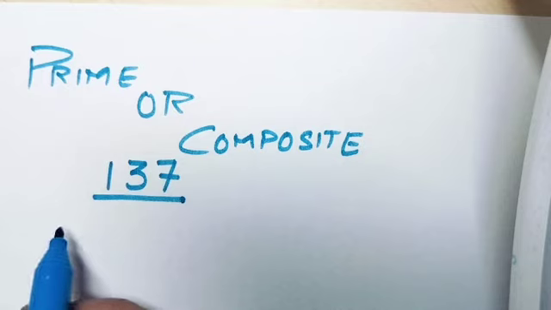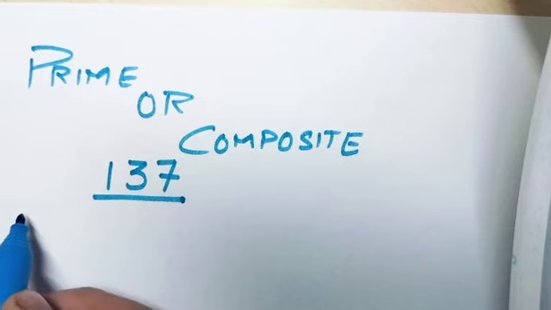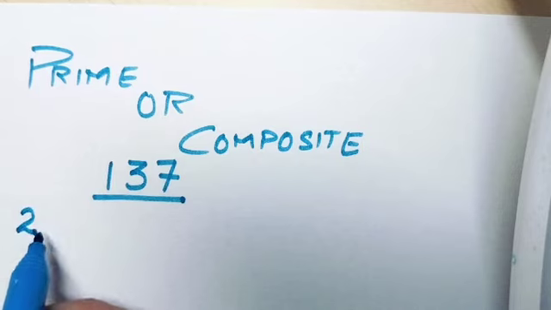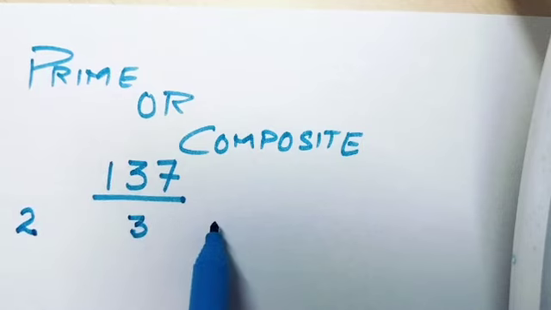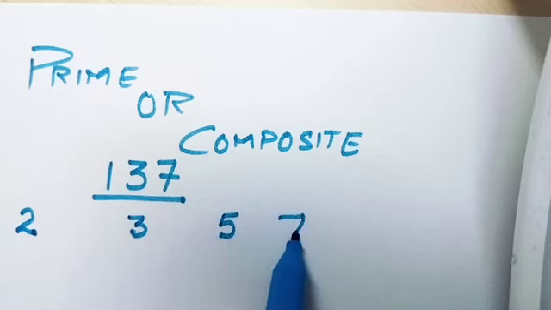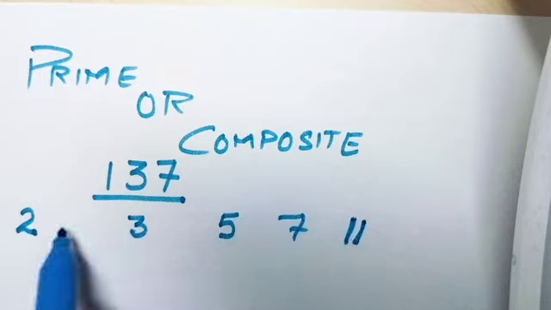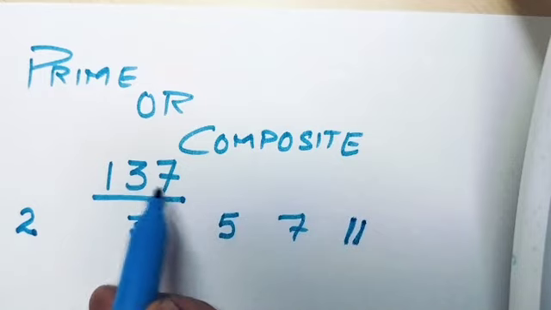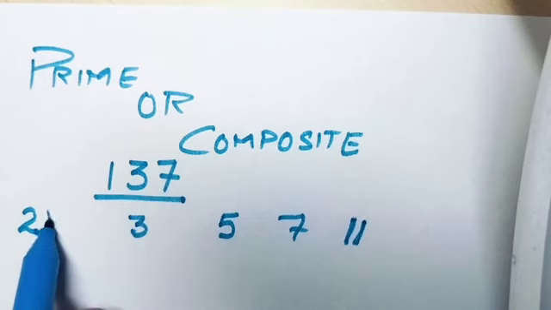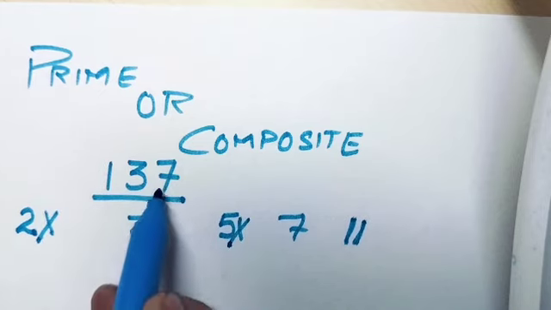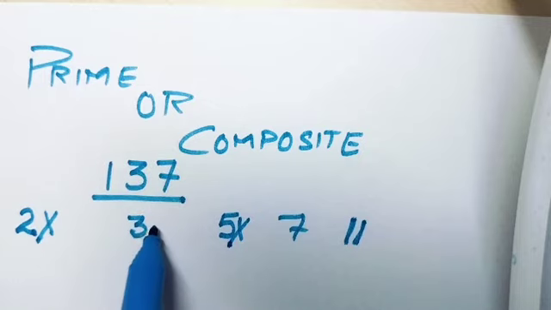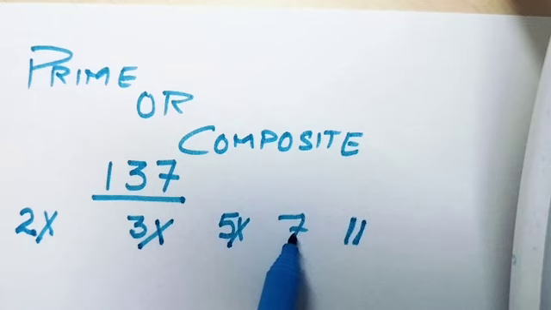So let's start with the prime numbers. Let's start with the very first, smallest prime number, that's 2. Then the next is 3, then 5, then 7, then 11, and till 100 there are 25. Let's check by them. Is it divisible by 2? It's not divisible by 2 and 5. We know the divisibility rules. As the ones place is 7, it's neither divisible by 2 nor by 5. And as the sum of the digits is 11, as per the divisibility rule of 3, it's not divisible by 3. 7, is it divisible by 7?